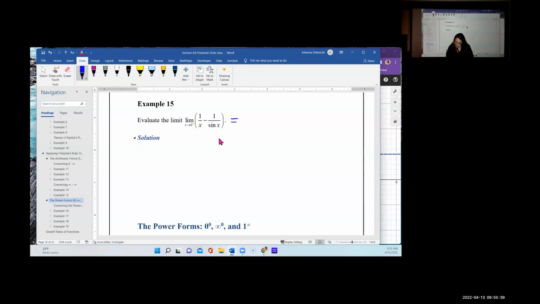So we're going to take the limit as x approaches 0 from the right, because we can't get to 0 because it would be undefined on both functions. And we're going to take the 1 over x and multiply by sine of x over sine of x, minus 1 over sine of x, and we're going to multiply that one by x over x.